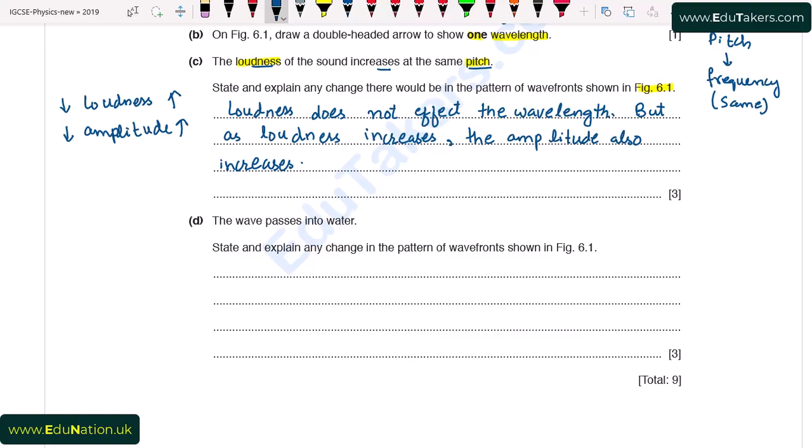The particles are closer together at compression and further apart at rarefaction.